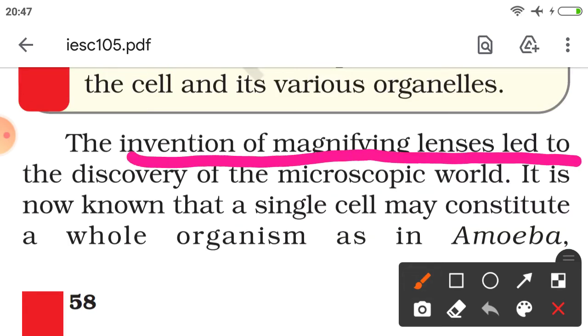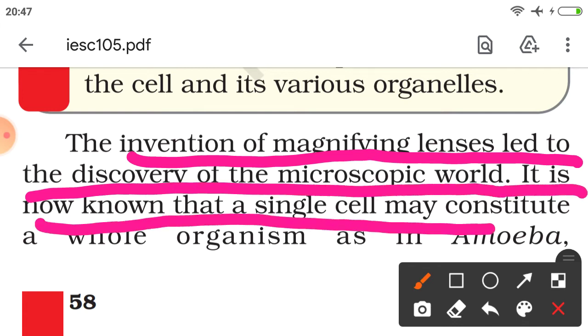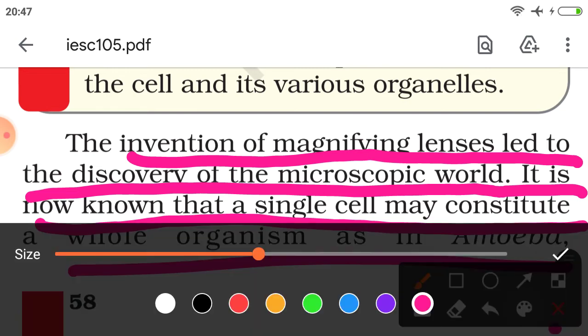The invention of magnifying glasses led to the discovery of the microscopic world. It is now known as the single cell world. So let me tell you about this.